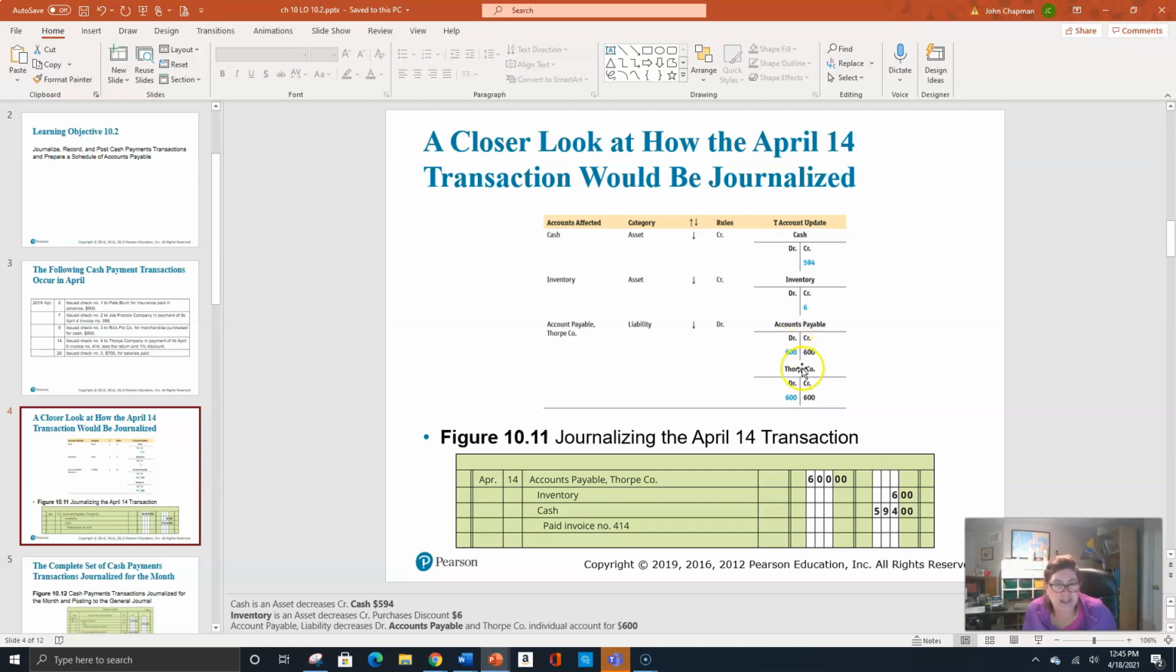You can see we had a liability on the books when we recorded the invoice. Now we're paying it, so we're getting that liability off of our books. And the same in our subsidiary ledger, specifically for Thorpe Company, we're reducing that as well. So here's our journal entry listed below.